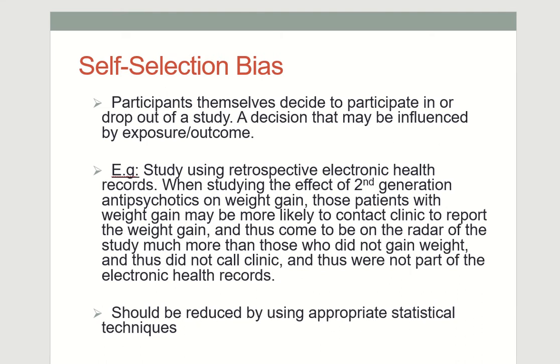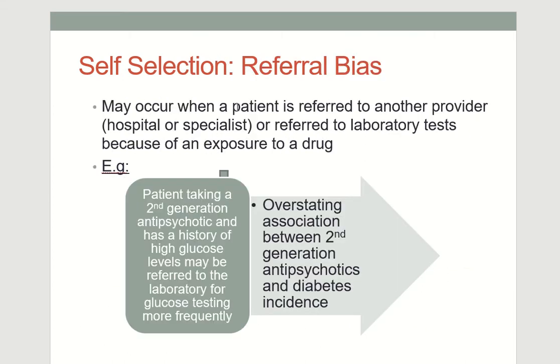This is something that we'll address in a minute. Another type of selection bias, the second type, is the referral bias. It may occur when a patient is referred to another provider or referred to laboratory tests because of an exposure to a drug. Let's read the example to see if it makes sense. A patient taking a second generation antipsychotic with a history of high glucose level may be referred to the laboratory for glucose testing more frequently. And I think it's clear here, right?